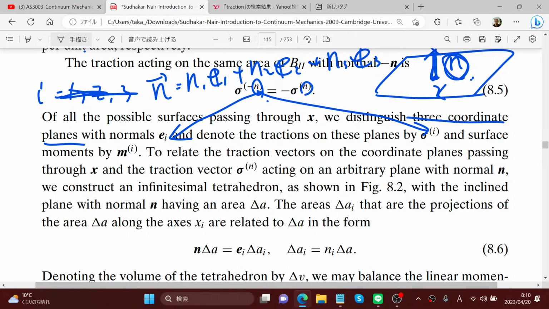To relate a traction vector on the coordinate plane passing through X, the traction vector sigma_n acting on an arbitrary plane with normal n, we construct an infinitesimal tetrahedron as shown in figure 8.2 with an inclined plane with normal n, having an area delta A. The areas delta A_i are the projections of the area delta A along the axis x_i and are related to delta A in this form. Okay, I think it is okay.